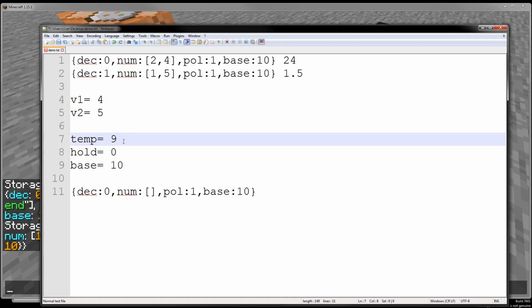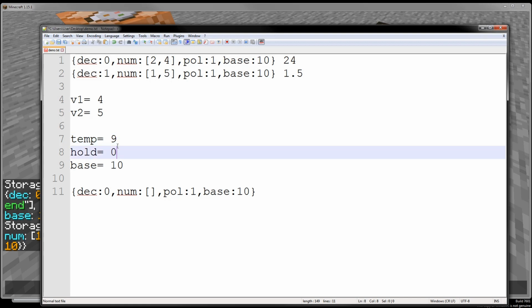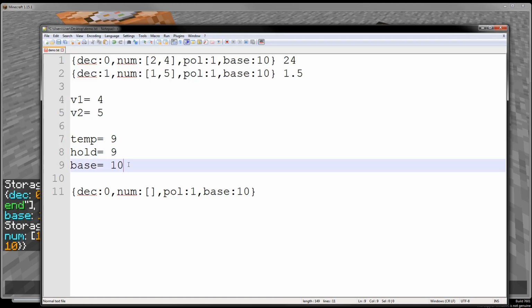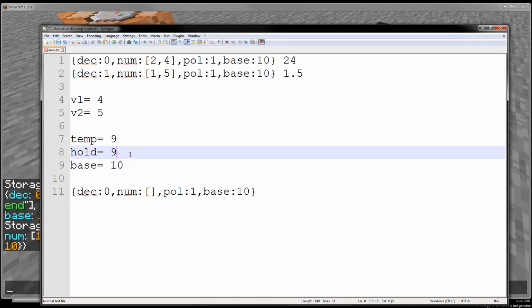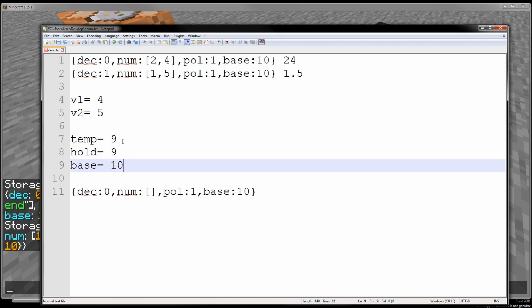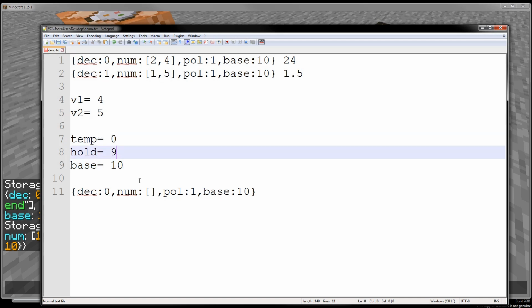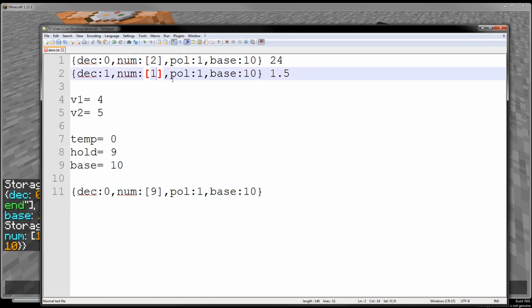I'm going through what happens on each operation in slow motion, by the way. This will all make more sense in a few minutes as I flesh out each one of these more. Afterwards, I take the temp value and put it onto the hold value, and then I compare: if the hold value is less than the base, I don't do anything, and I also set the temp to 0. So my hold value is 9, and then I take my hold value and prepend it onto my array here, and also remove that last number.